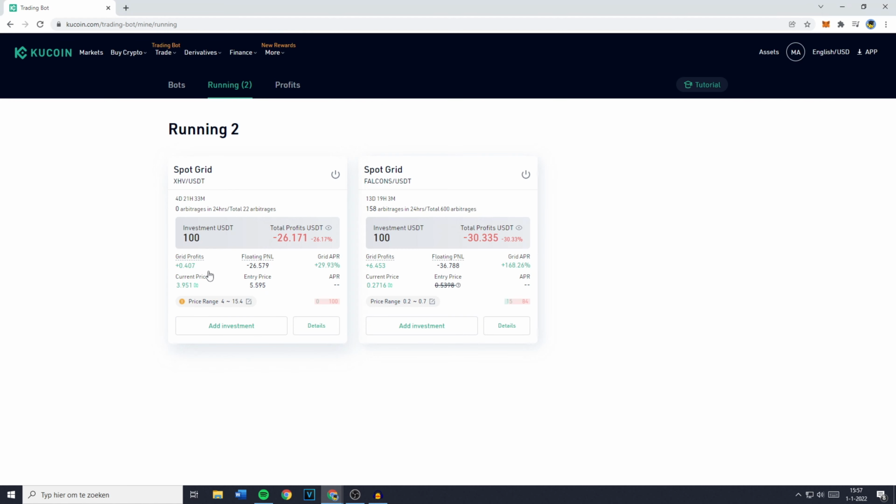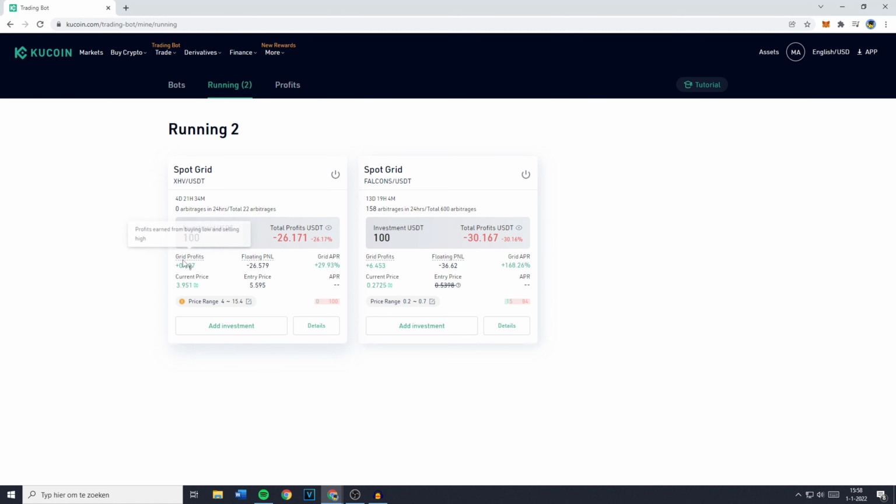So now I'll explain to you guys how to read all of these statistics to make sure you understand what you're looking at. Now the grid APR is the gain you will make per year on average based on the period it's running. Now the floating PNL are the gains or losses you would have made without the bot if you bought in at the same entry price, which for this bot is 5.595 USDT. So if I was to buy $100 of USDT at the entry price of 5.59 USDT and I would not have had this KuCoin bot running, my floating PNL would be a 26.579 USDT loss. However, because of the KuCoin bot, it's 26.171 USDT in the red.